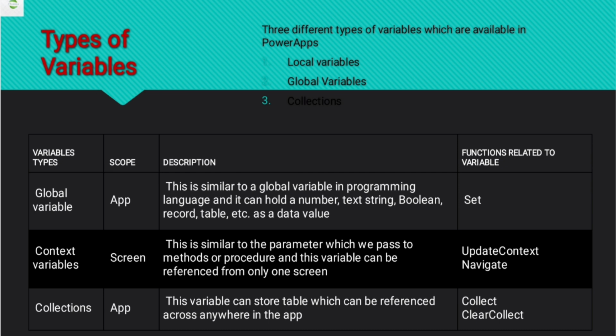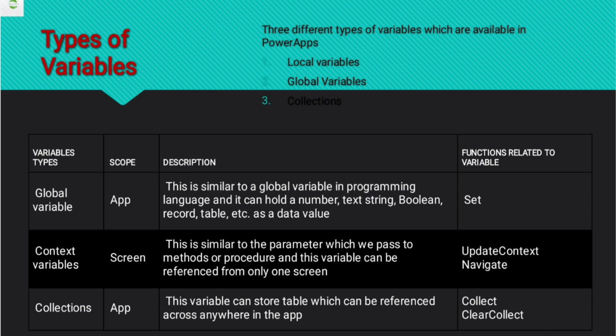The third one is collections. A collection is used to store data in tables that can be referred to and modified anywhere in the app. Like a global variable, it can also be used throughout the app. They are useful for handling lists of data that we need to filter, sort, or manipulate.